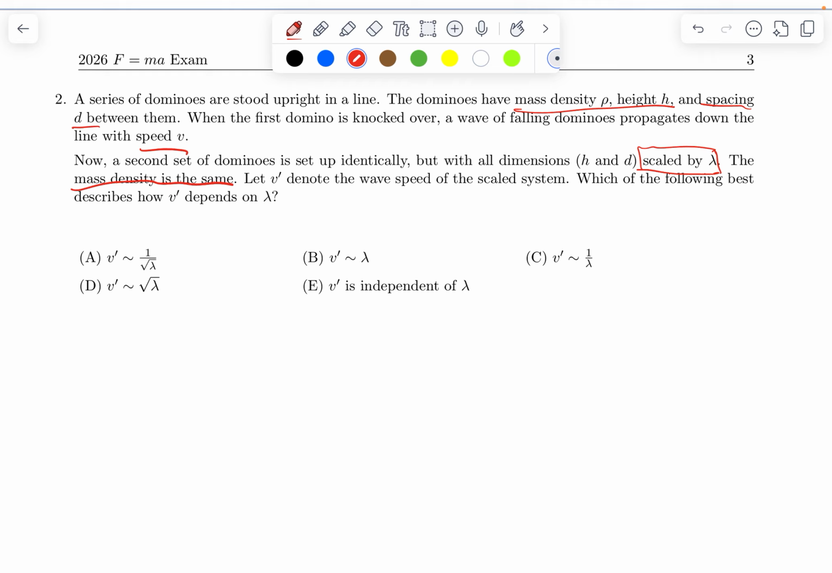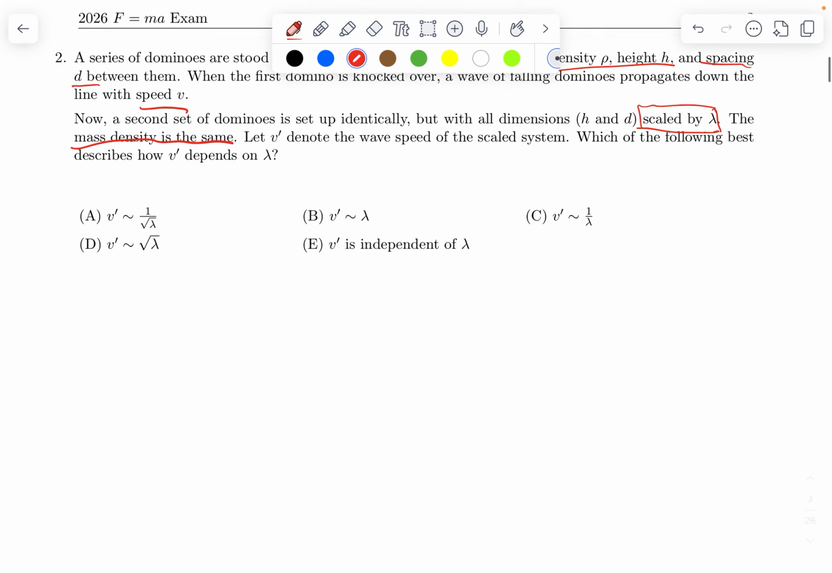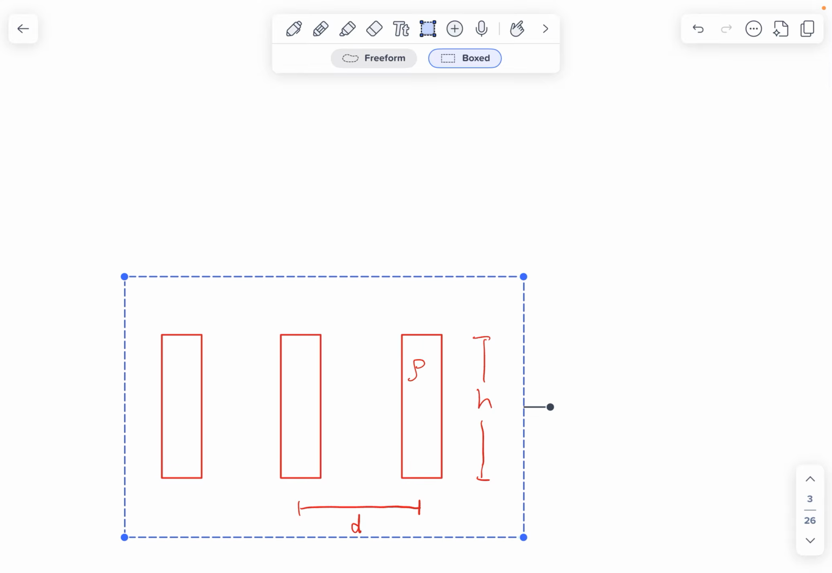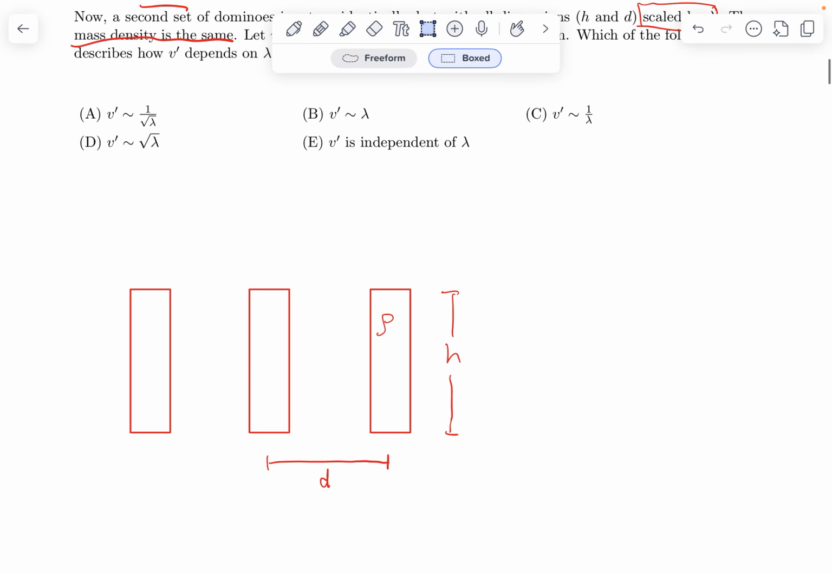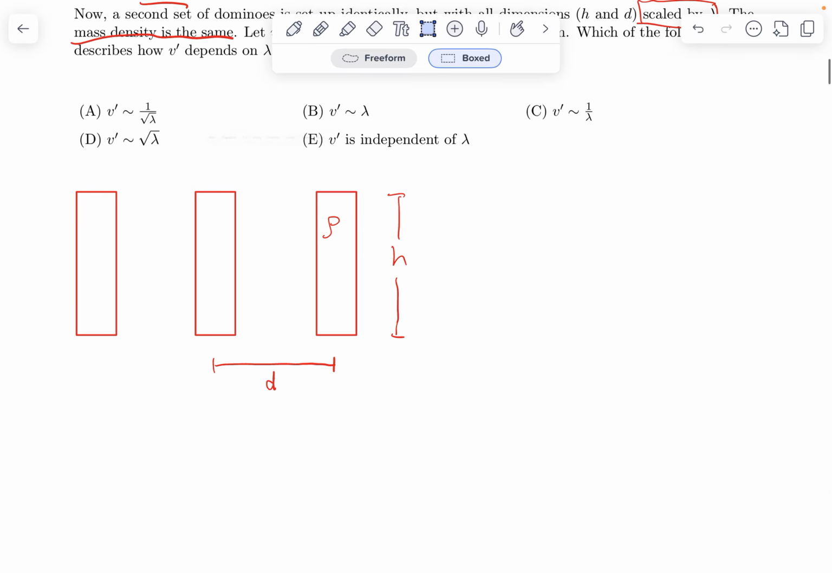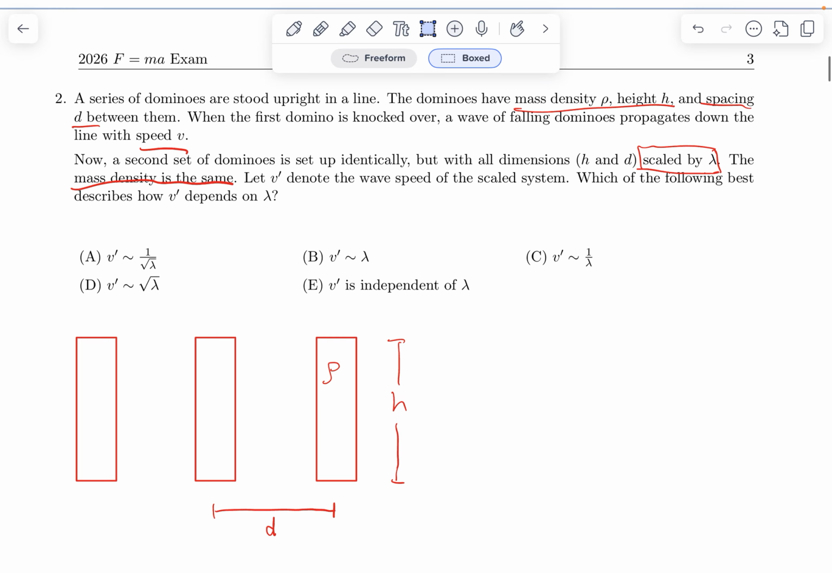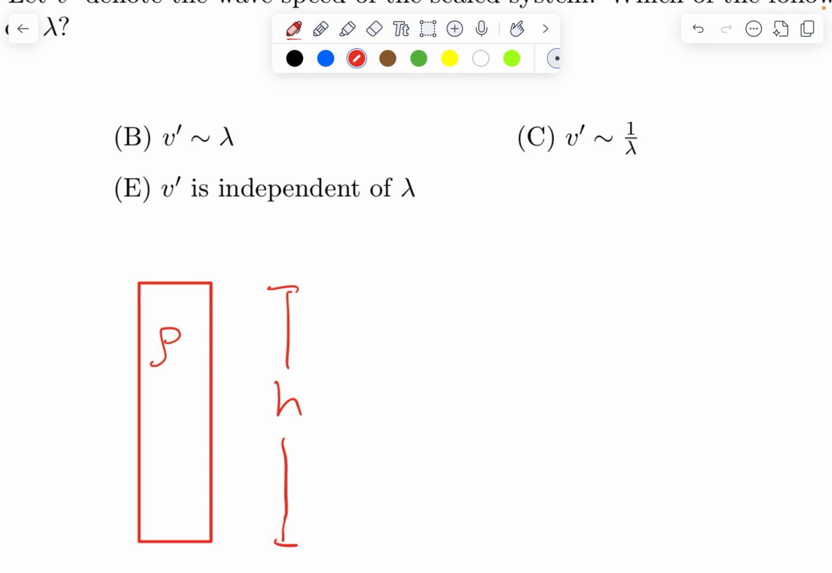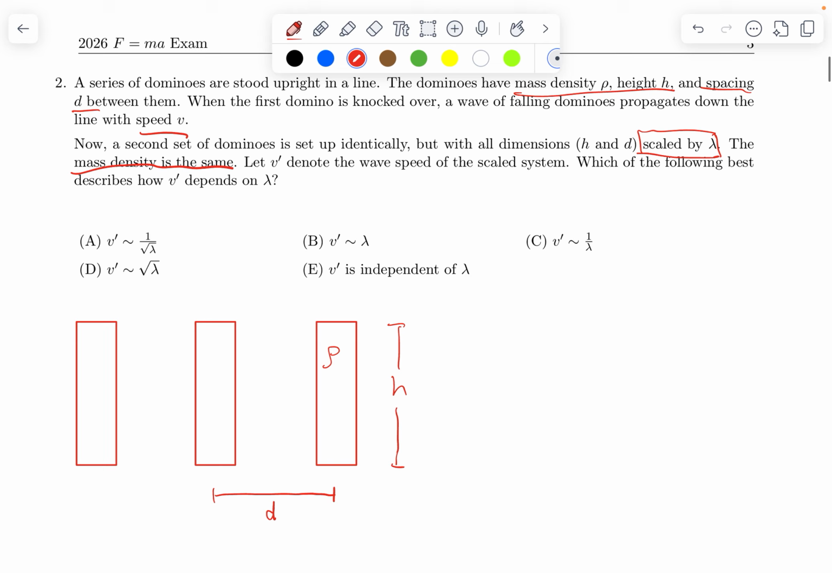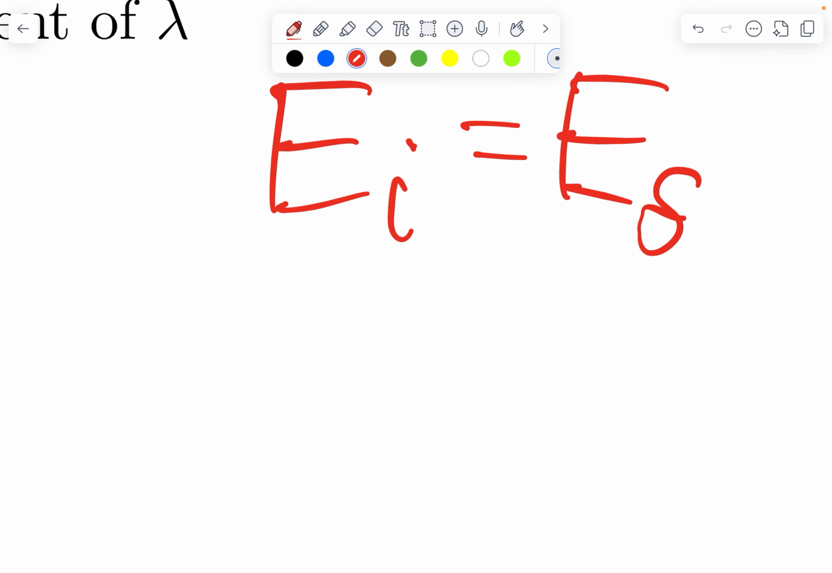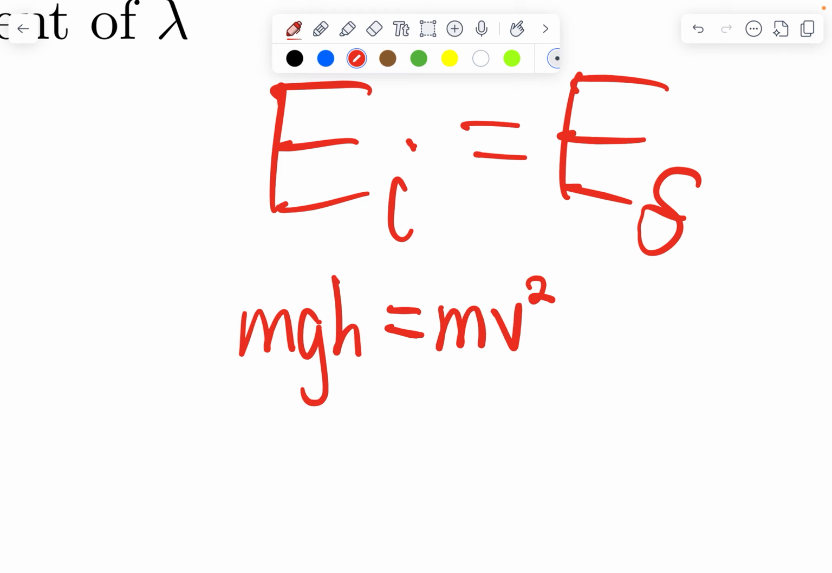The easiest way to do this is, and here I drew a diagram of the setup, actually just using conservation of energy. So conservation of energy, which is E initial equals E final, right? And what is E initial? Well, E initial is mgh, right?